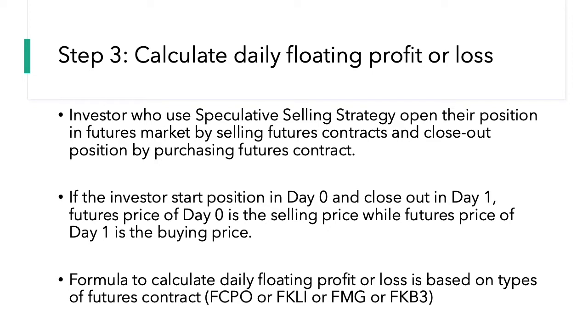So investors who use speculative selling strategy open their position in futures market by selling futures contract and close out position by purchasing futures contract. If an investor starts position in day 0 and closes out in day 1, futures price of day 0 is the selling price while futures price of day 1 is the buying price. Formula to calculate daily floating profit or loss is based on types of futures contract. So if you use FCPO contract, you need to calculate by using FCPO formula for profit and loss. If you want to calculate daily floating profit for FKLI, then you use formula for FKLI. Same goes for FMG and FKB3.